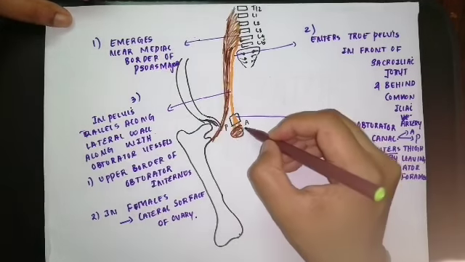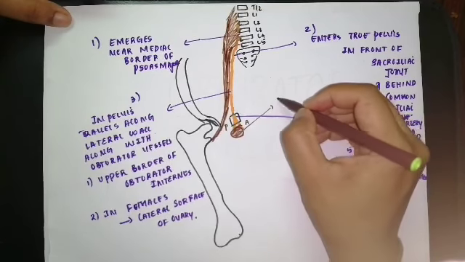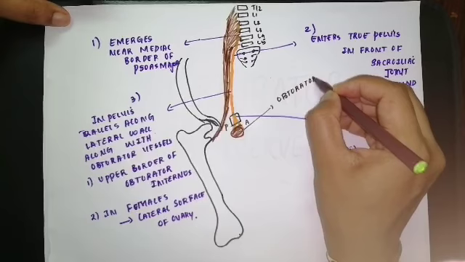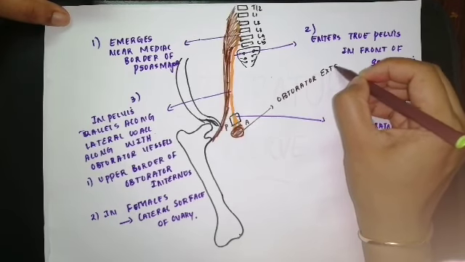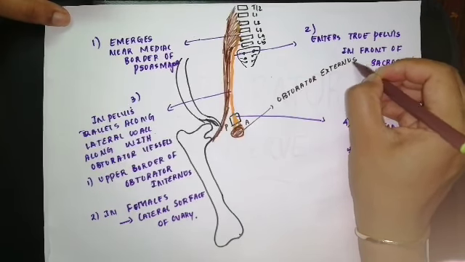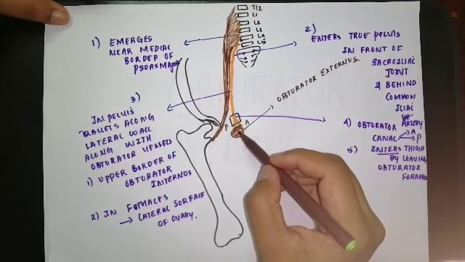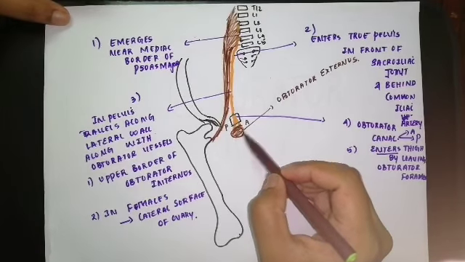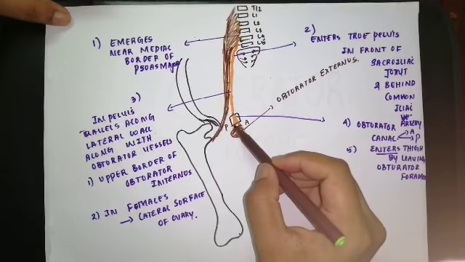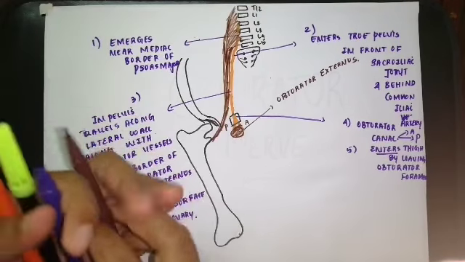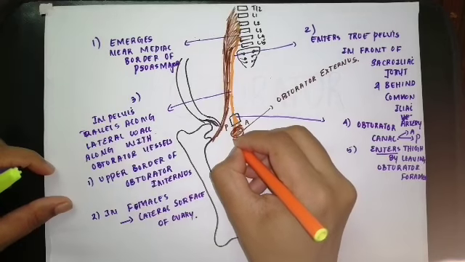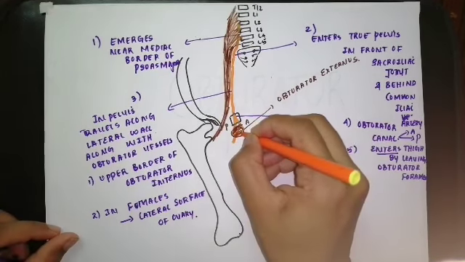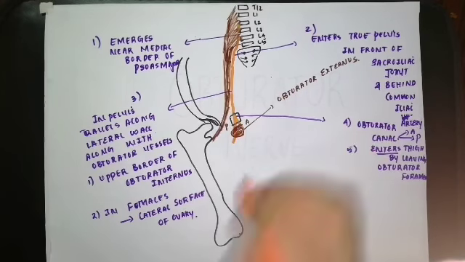You can see a muscle here. This is the obturator externus muscle. Now the anterior division of the obturator nerve is passing in front of the obturator externus, and the posterior division is passing through the obturator externus muscle. The posterior division passes through the obturator externus, and it is supplying the obturator externus also.